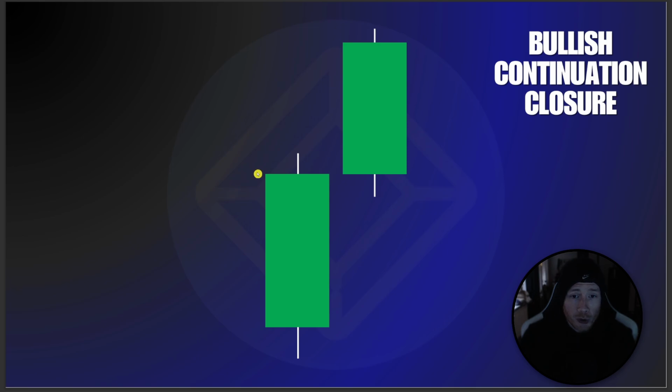And this is a bullish continuation closure. You can see the body closes above the previous candle's high. And this can be a previous 1 hour high. It can be a previous daily high. It could even be a previous 5-minute candle high. And this gives a lot of information of what the next candle wants to do.